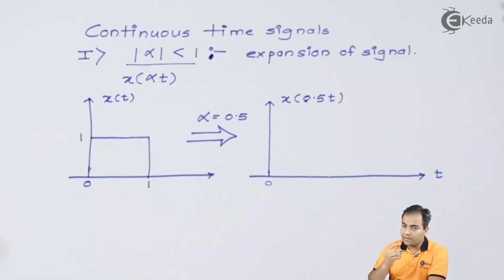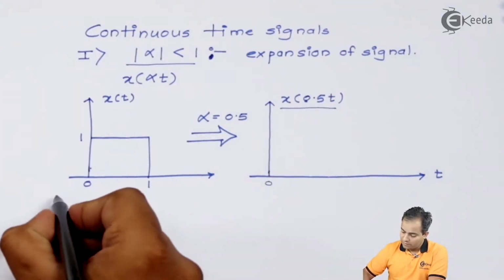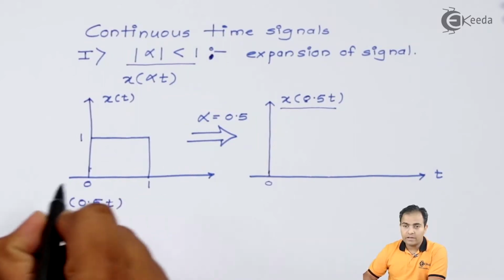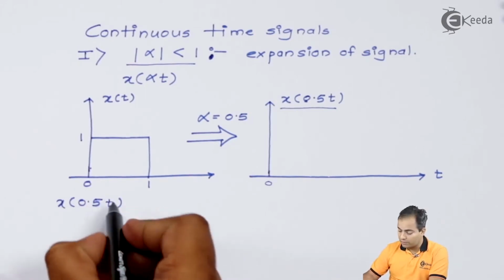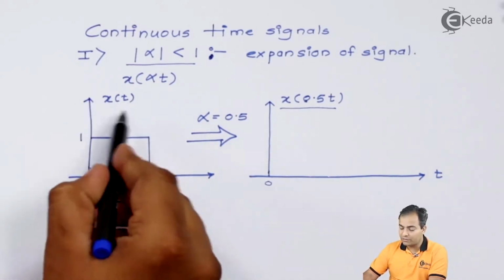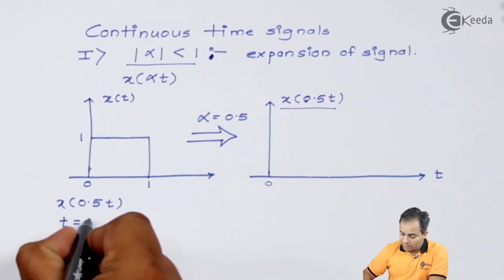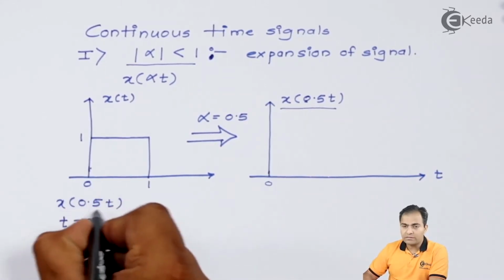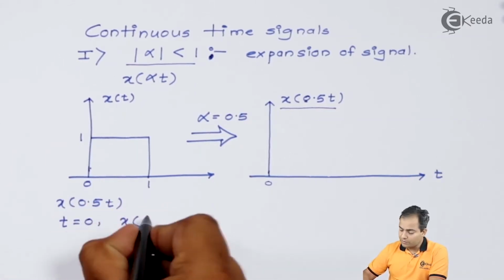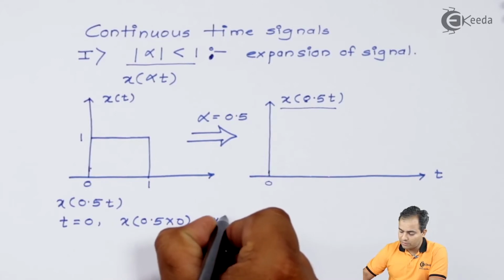First of all, we'll substitute the values of t in this function, x of 0.5t. The t value will start from, of course, 0, because this graph x of t actually starts from 0. So for t equals 0, how will this function respond? If I substitute 0, then 0.5 into 0, the answer is x of 0.